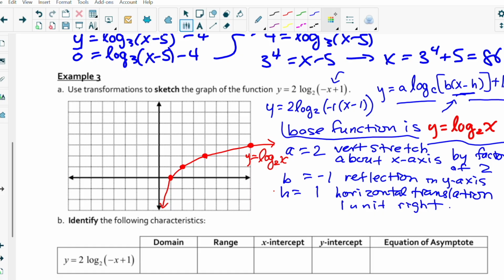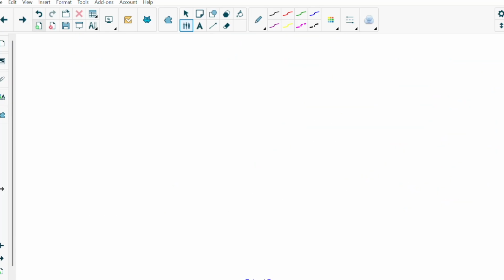Let's do this. It's going to be very difficult to graph this, using the graph and then applying all these stretches and reflections. So what I'm going to do is use mapping notation to make this nice and easy for me. Okay, so just separate page here.